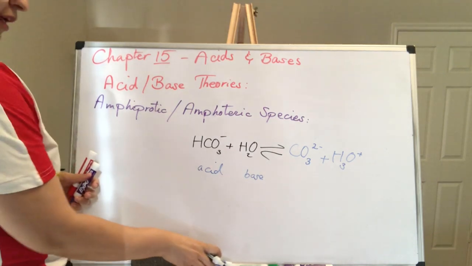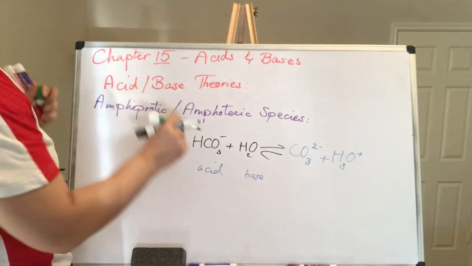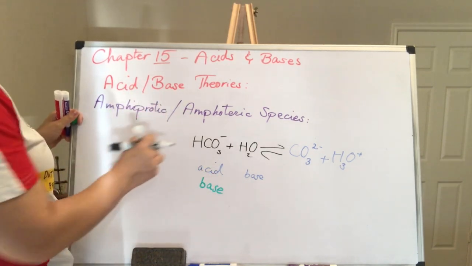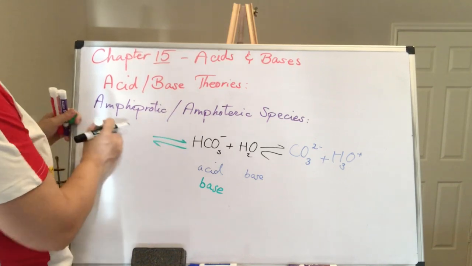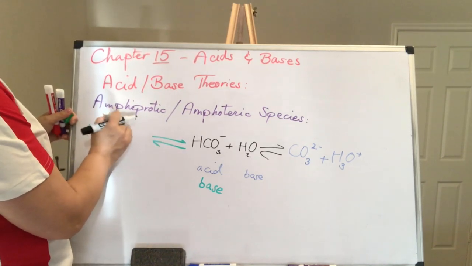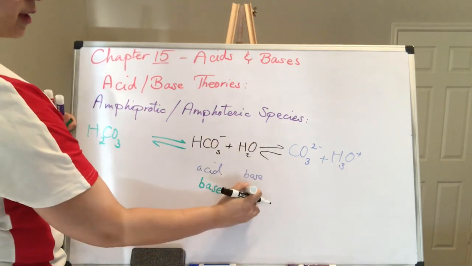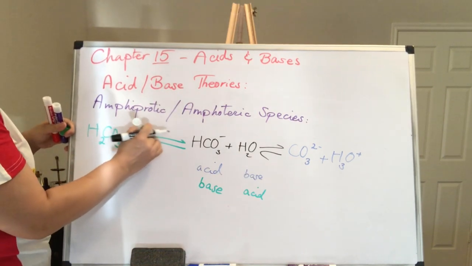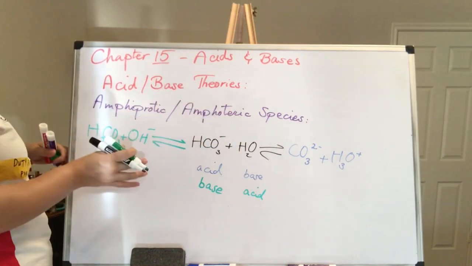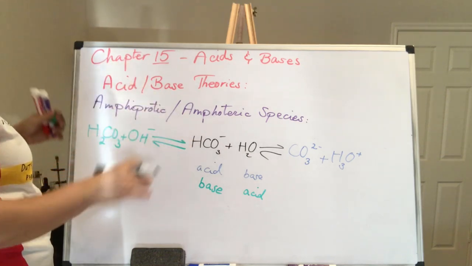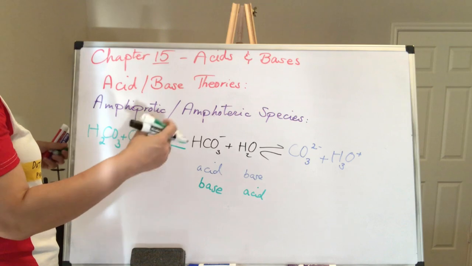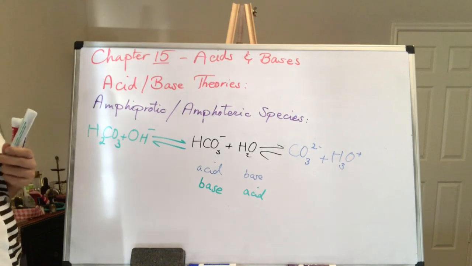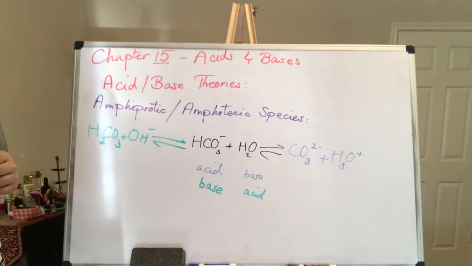But at the same time, this HCO3- is ready to accept a hydrogen, change to H2CO3, and water can be your acid, the donor. So HCO3- can go either way depending on the situation, the conditions. It can act both as an acid or a base. So such a substance is called amphiprotic or amphoteric.